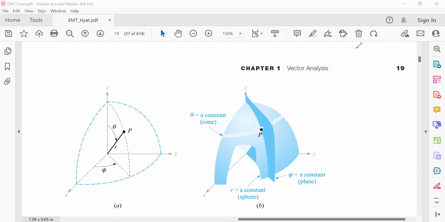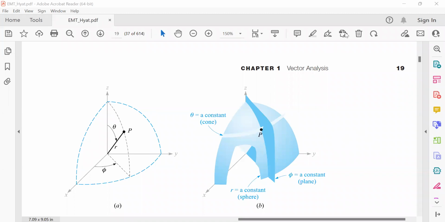And a spherical surface, can you see this? This is a spherical surface. R is equal to constant, a sphere. So phi is equal to constant is a plane, R is equal to constant is a sphere, and theta is equal to constant is a cone. Has everyone understood? Yes, sir. Very nice.